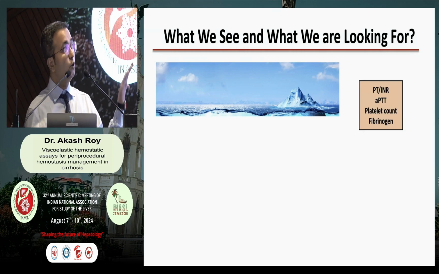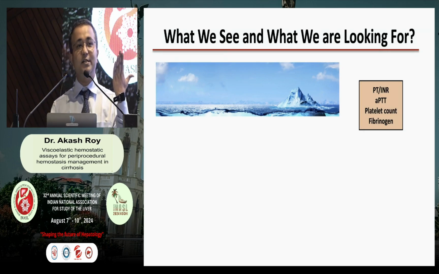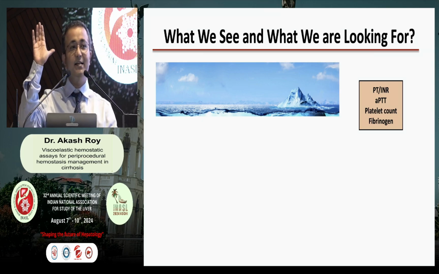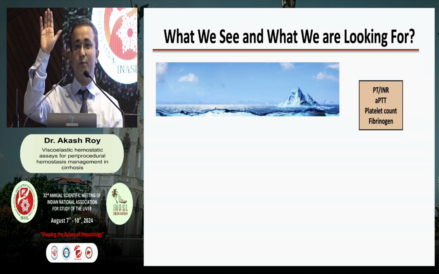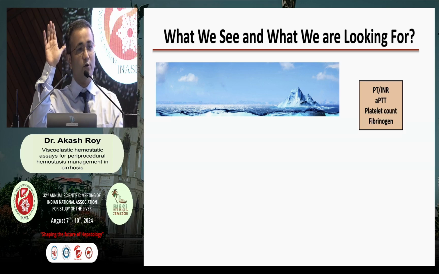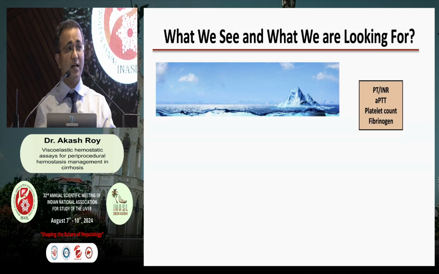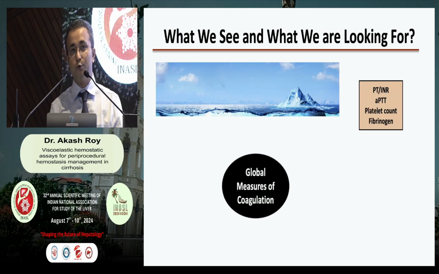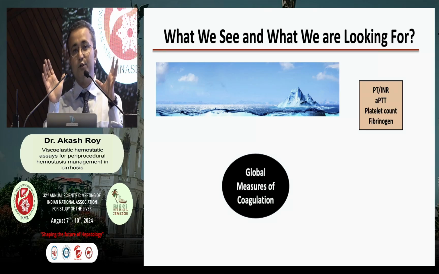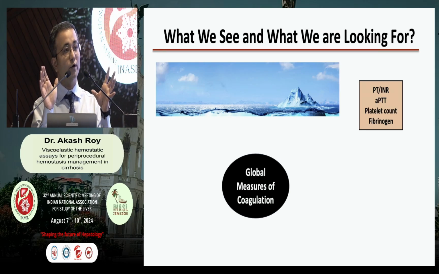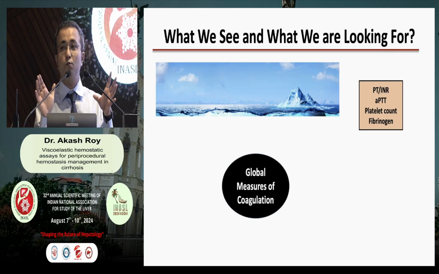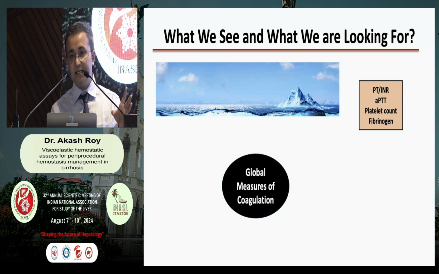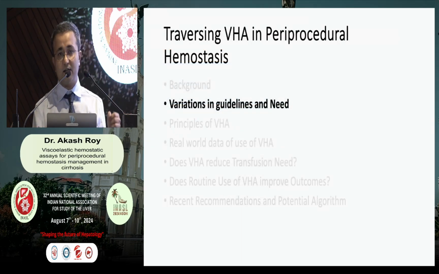So this is what we are looking at when we see our conventional testing for the 90% of the population who are not using any viscoelastic testing. You're looking at just the tip of the iceberg. PT, INR, fibrinogen levels are also something which are not regularly looked at. So what you're going to look for is something which gives you a global measure of your entire coagulation pathway. And this is what viscoelastic hemostatic assays are, and I'll take you through what these are.